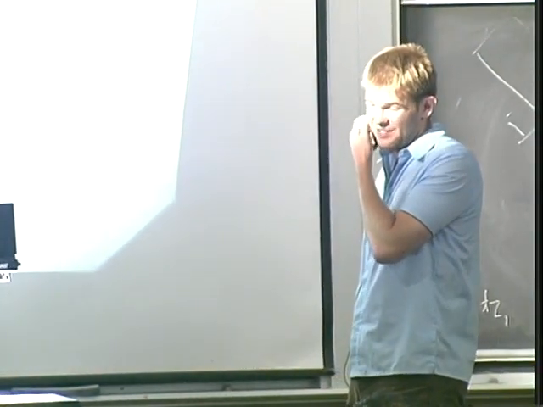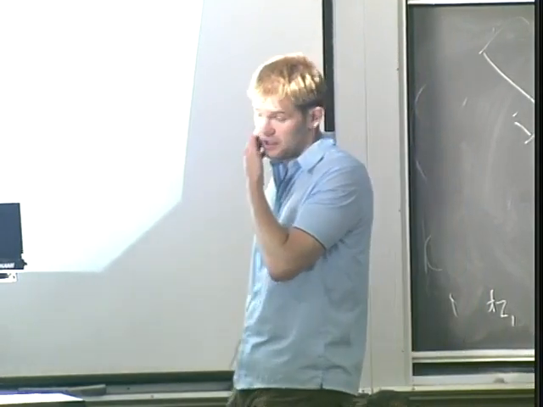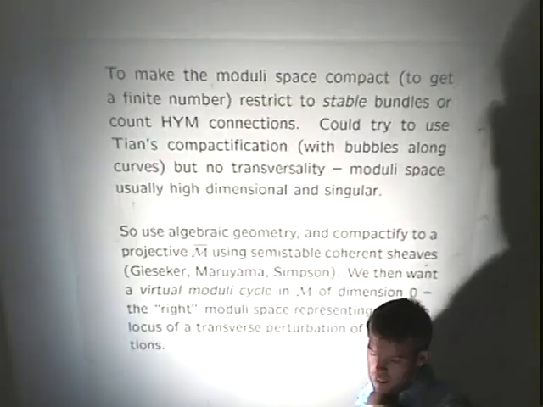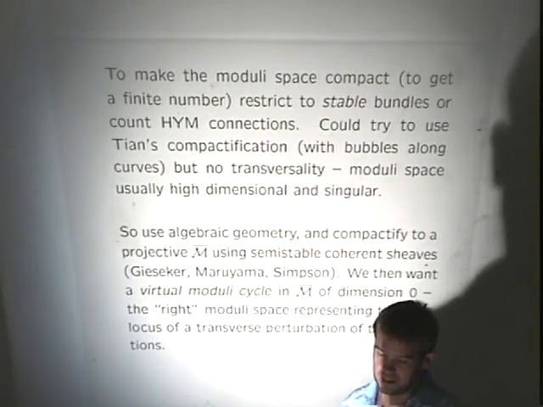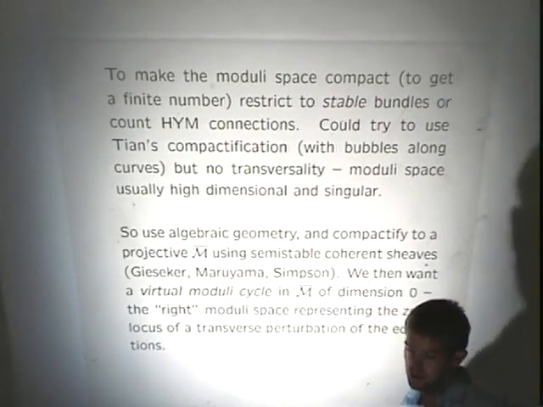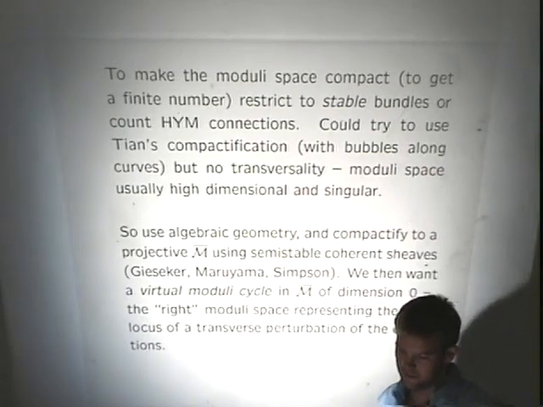So I want to try and show you how to define... I guess I'm running out of time, so I'll just very briefly do this. You want to try and define this holomorphic Casson invariant by counting holomorphic bundles on a Calabi-Yau threefold. So we need to find a compact moduli space. We first have to restrict to stable bundles, otherwise we get something horribly infinite.